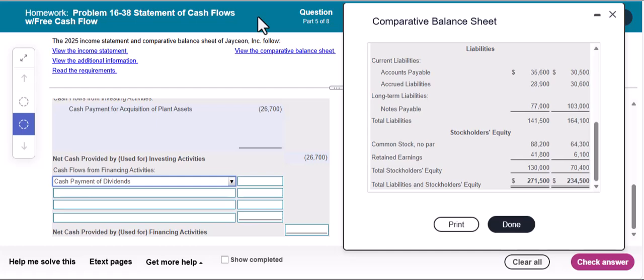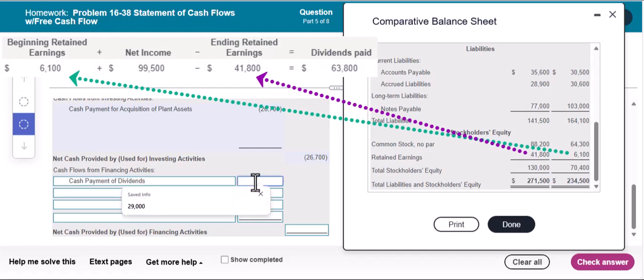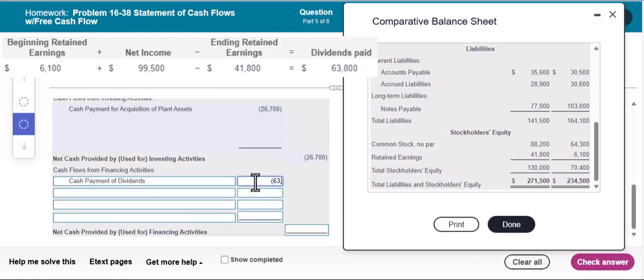So the formula for the dividends paid is the beginning retained earnings, which is 6,100, plus the net income, which is 99,500, and then we subtract the ending retained earnings, which is 41,800. And that number is going to give us a total of 63,800 dividends paid. And since that number is cash being paid, it is going to be negative. So let's go ahead and input 63,800 negative because it is cash going out.